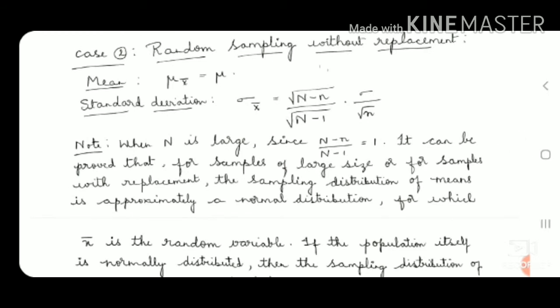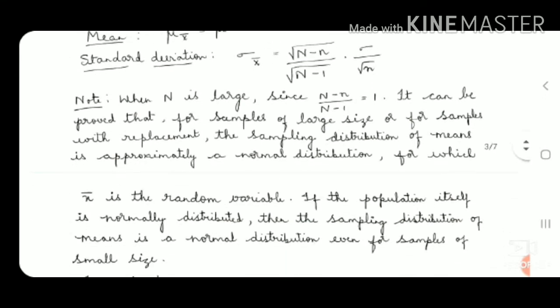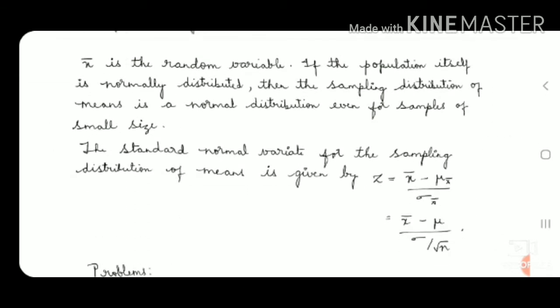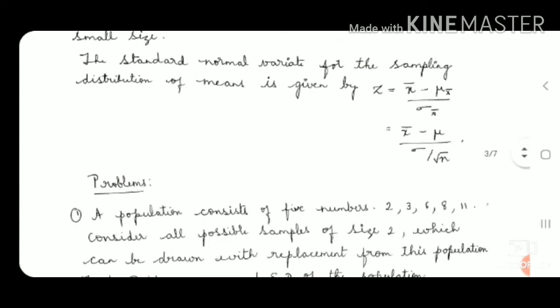It can be proved that for samples of large size, or for samples with replacement, the sampling distribution of means is approximately a normal distribution for which x bar is the random variable. If the population itself is normally distributed, then the sampling distribution of means is a normal distribution even for samples of small size. Since we are dealing with normal distribution, the standard normal variate associated with the random variable x bar is given by z is equal to (x bar minus mu x bar) by sigma x bar.